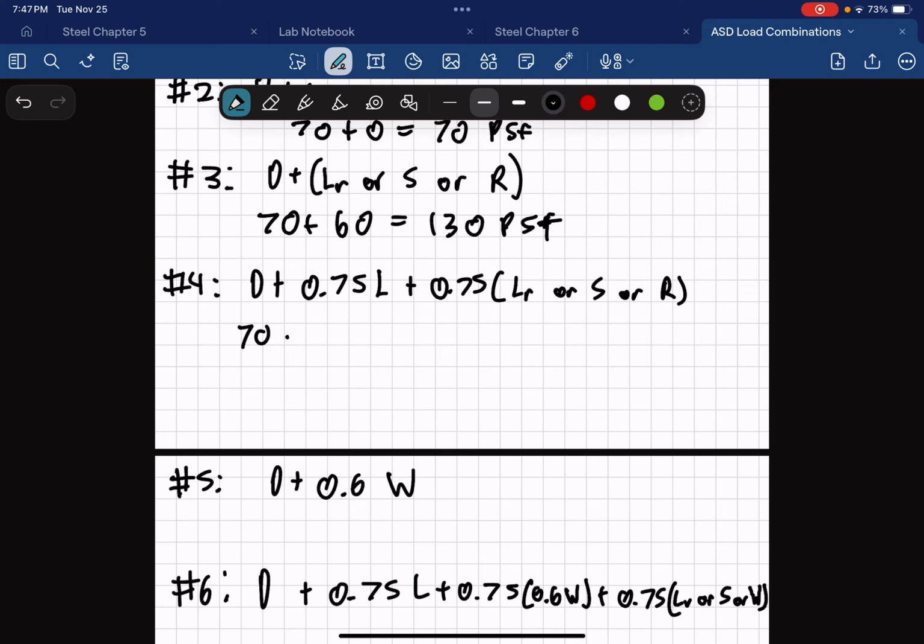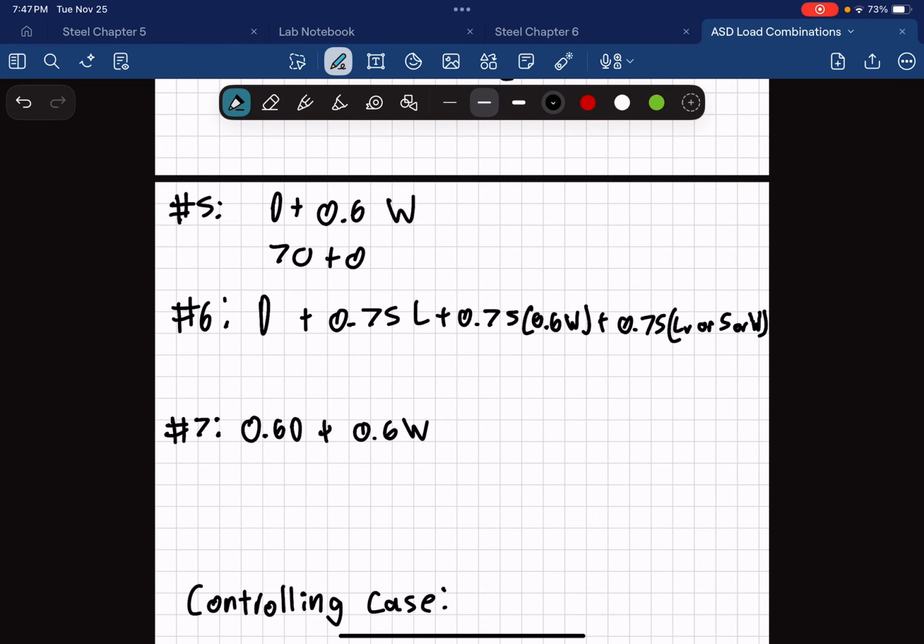Case 4, we're going to have 70 plus 0.75 times our live load, which is 0, plus 0.75 times what's our controlling factor here. It's going to be snow again, which was 60. If we plug this into our calculator, we are going to find that 70 plus 0.75 times 60 is 115 PSF. So that does not govern at this moment.